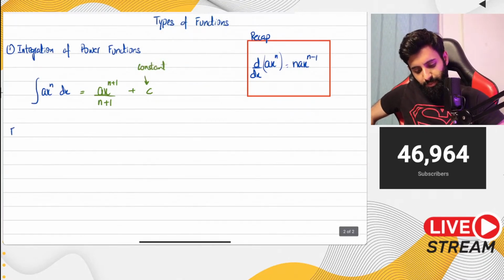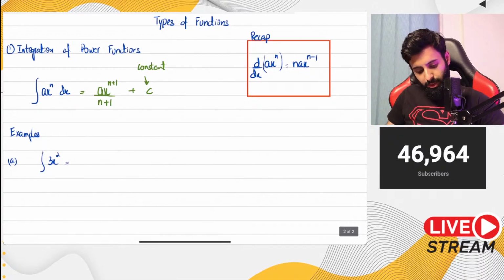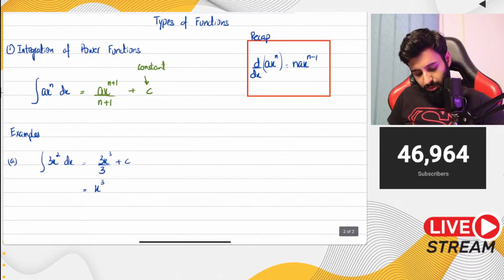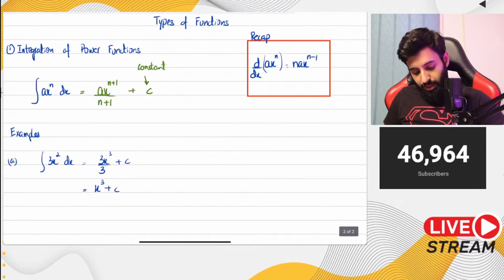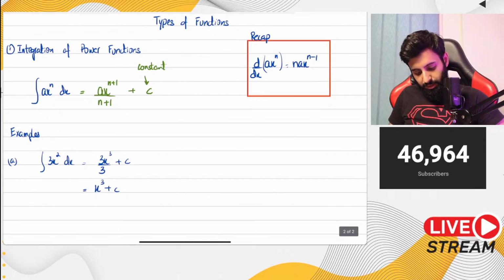So let's say that you have to integrate 3x square with respect to x. So what would that be? That's going to be 3x to the power of 3 plus c, which means it's equal to x cubed plus c. Let's say you're asked to integrate something like this, 1 upon x to the power of 5.